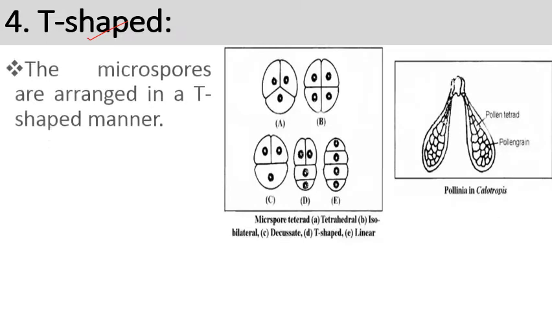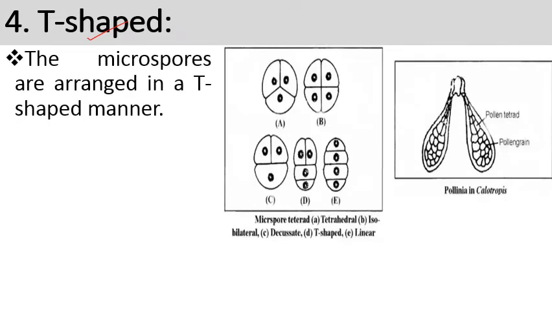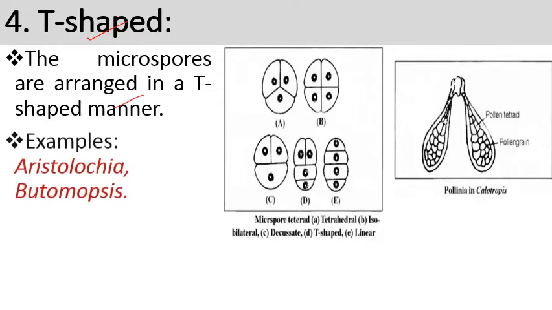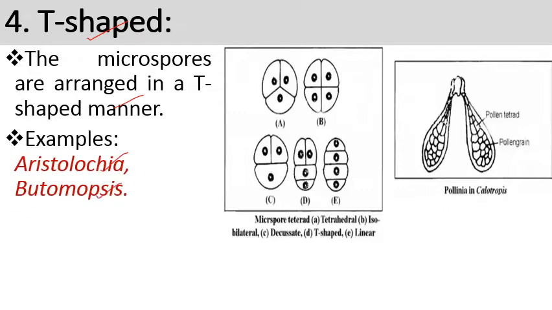Next comes the T-shaped pollen tetrad. As the name indicates, it looks like a T. So the microspores are arranged in a T-shaped manner. Examples are Aristolochia and Butomopsis. So in this pollen tetrad, there will be two pollen grains on the upper side, and a single pollen grain present below it, which gives an appearance of T.